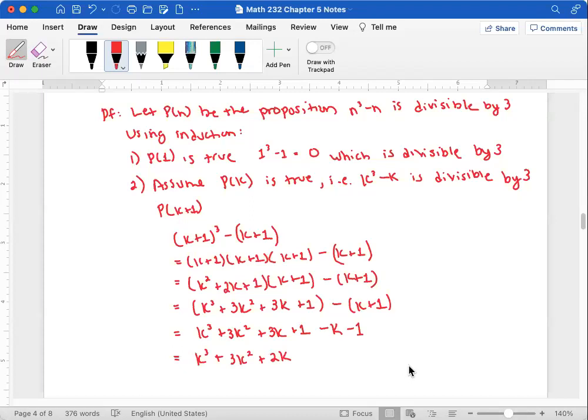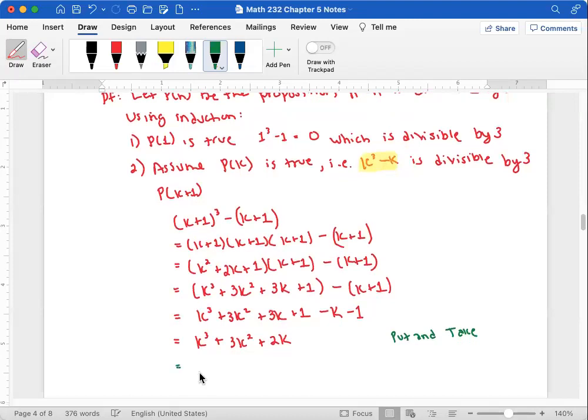Okay, now my goal is to show that this thing is divisible by 3. And I'd like very much to get the assumption k cubed minus k in here, because that I know is divisible by 3. So to do that, I'm going to be tricky. I'm going to use something called a put and take. I'm going to put something in and then immediately take it away. Here's how that works. Because I liked it to be k cubed. Oops, I'm sorry. I thought I had switched back to red. Okay, cool. Switch back to red. Thank you. I'd like it to be k cubed minus k.